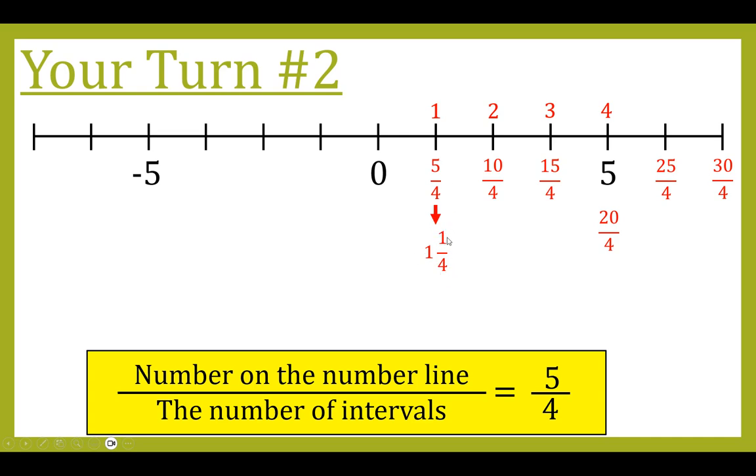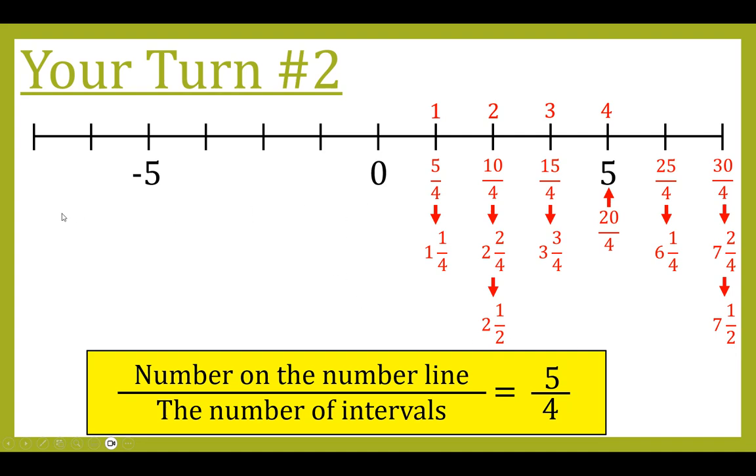So 5 over 4 is going to be converted to 1 1/4. 10 over 4, this one is converted to 2 2/4, but this one can be simplified. So this one becomes 2 1/2. All right, 15 over 4 is 3 3/4. 20 divided by 4 we know is 5. 25 divided by 4, that is a mixed number of 6 1/4. And then 30 divided by 4 is 7 2/4, and I can further simplify that as 7 1/2.